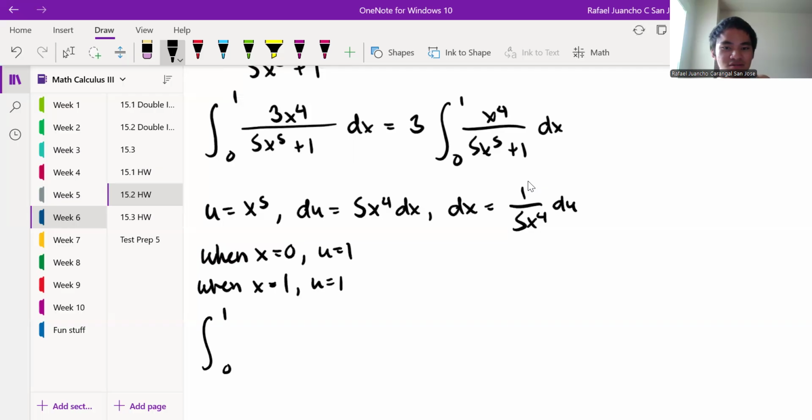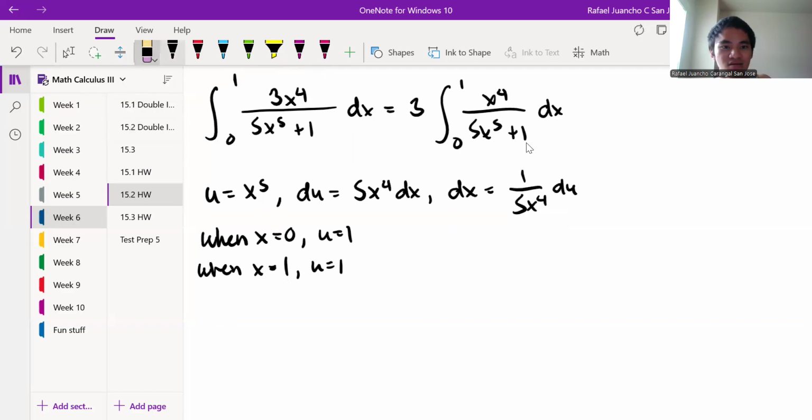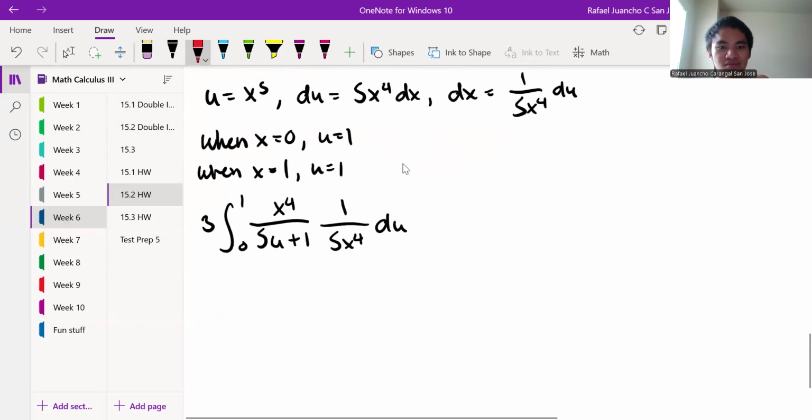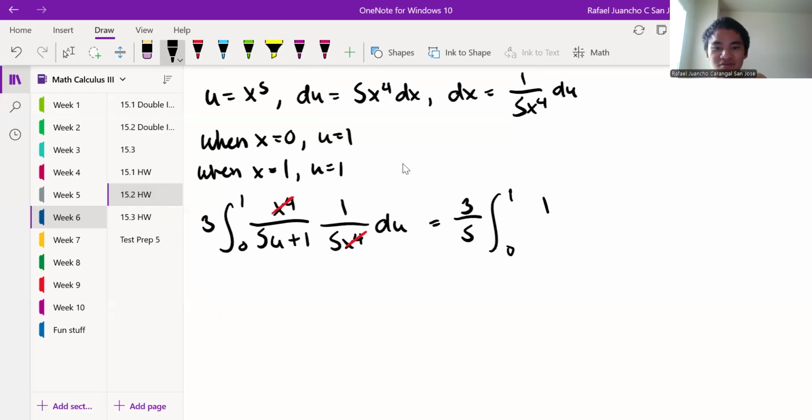So I actually have a new integral here. This is 3, 0 to the 1. So this one is x to the fourth over 5u plus 1. Instead of dx, I get 1 over 5x to the fourth du. And here I can cancel this one out nicely. Then I get 3 over 5. So this is just me peeling everything out. All that. I get 5u plus 1 du. I could do another u sub.